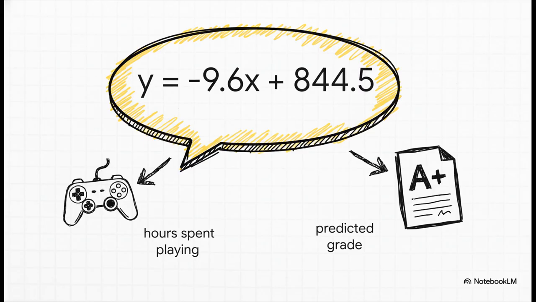In our video game scenario, X is simply the number of hours spent playing, and Y is the grade we're predicting. That number right there, the negative 9.6, that's the really crucial part. It suggests that for every extra hour of gaming, our model predicts a student's grade will drop by about 9.6 points. It's our mathematical story of what's happening.